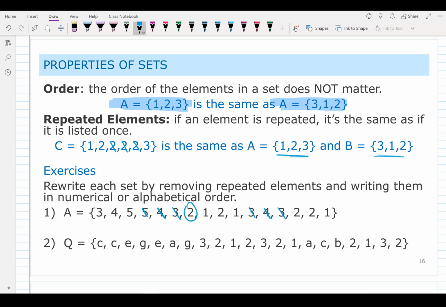I'm going to go over to the 2s. Let's see if I have any other 2s. Yes. I'm going to cancel those out. What do I have left? 1s. Cancel the 1s. And I'm done. So I have 3s, 4s, 5s, 2s, and 1s in this set.